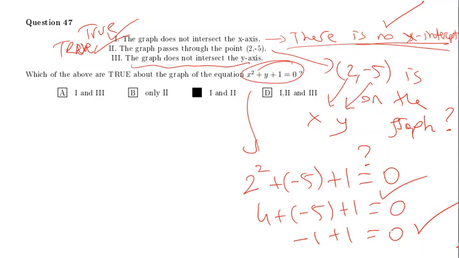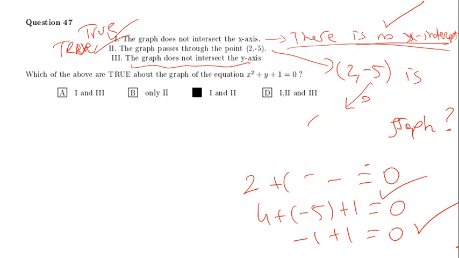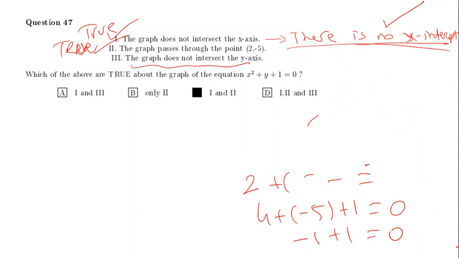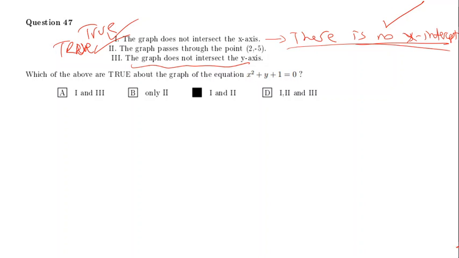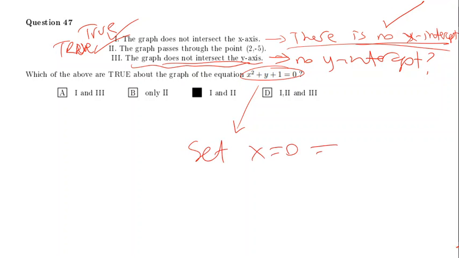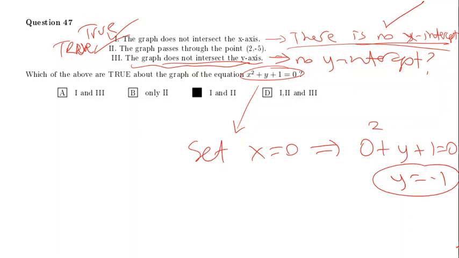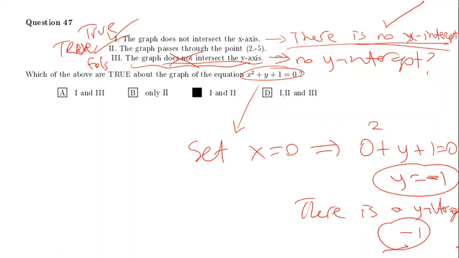Now the graph does not intersect the y-axis. So how do you check it? Basically you will find the y-intercept. So this one means no y-intercept. Is it true? Now let's check. Set x equal to 0. Then it will be 0 plus y plus 1 equal to 0. So you find y equal to -1. Indeed, there is a y-intercept, which is -1. So this is not true. This is false. So 1 and 2 are true then.